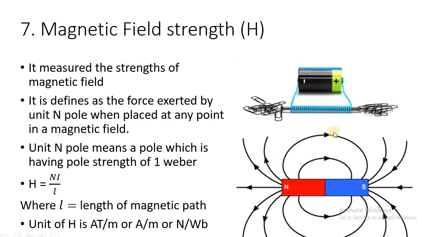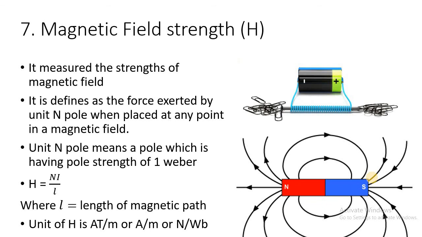But the line which is very far from the magnet has a large length of magnetic path. So the magnetic strength of that particular flux line is smaller, or weakened, I will say. You will get strong magnetic strength for the lines very close to the magnetic bar, and weaker magnetic strength for the lines very far from the magnetic bar.